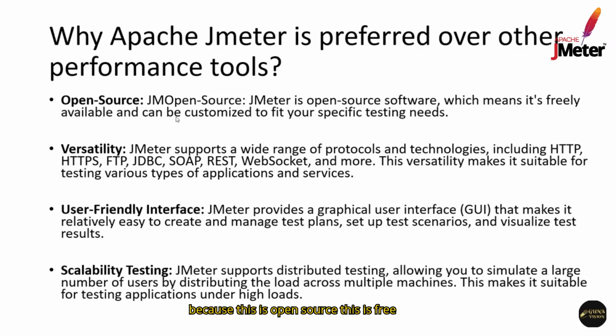These are some advantages of using JMeter and why Apache JMeter is preferred over other performance tools. Because it is open source, it is free to use, freely available, and can be customized to fit your specific testing needs. Versatility: JMeter supports a wide range of protocols and technologies including HTTP, HTTPS, FTP, JDBC, SOAP, REST, WebSocket and more. This versatility makes it suitable for testing various types of applications and services. User-friendly interface: JMeter provides a graphical user interface that makes it relatively easy to create and manage test plans, set up test scenarios and visualize test results. Scalability testing: JMeter supports distributed testing, allowing you to simulate a large number of users by distributing the load across multiple machines. This makes it suitable for testing applications under high load.